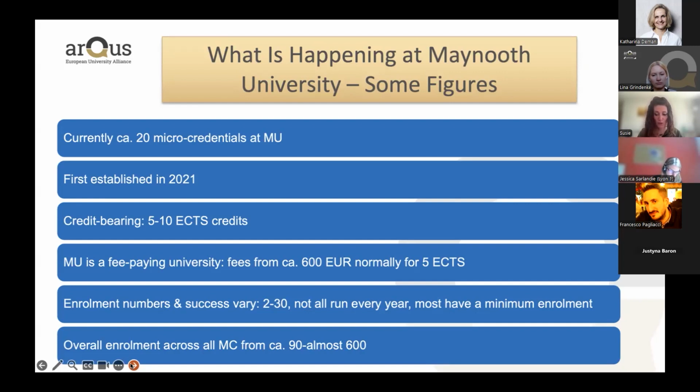I think it's important for us to see that the overall enrollment across all the micro-credentials in Maynooth has actually increased. Obviously that came with the micro-credentials that are being proposed at the university. It started around 90, and now we are overall at almost 600. So that is quite successful for us.